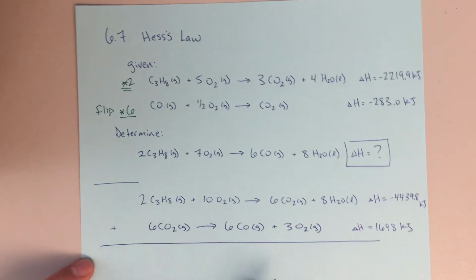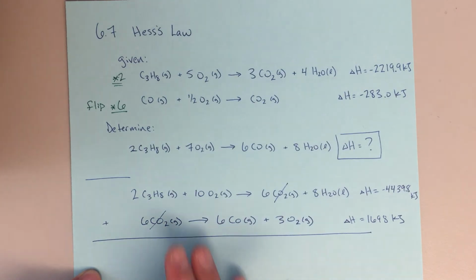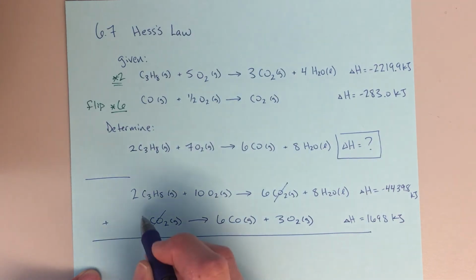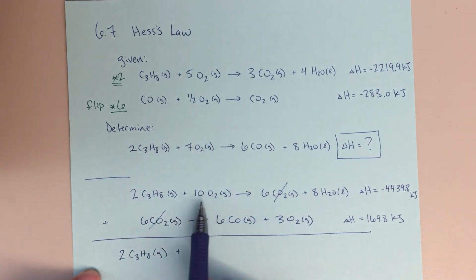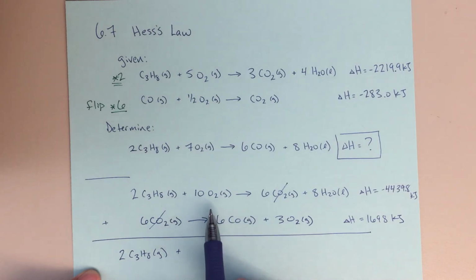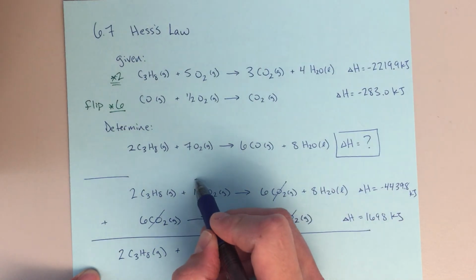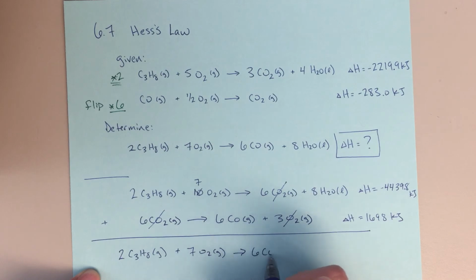If I add these two equations together, right away I'm going to say, well, 6 CO2, if I've got 6 CO2 on this side and 6 CO2 on this side, those are going to cancel out. Now, 2C3H8 gas plus I've got 10 O2 on this side and 3 O2 on this side. So I'm going to cancel out 3 O2 from each side, and that's really going to change this to a 7, right? 10 minus 3 is 7. Plus 7 O2 gas is going to go to 6 CO gas plus 8 H2O liquid.